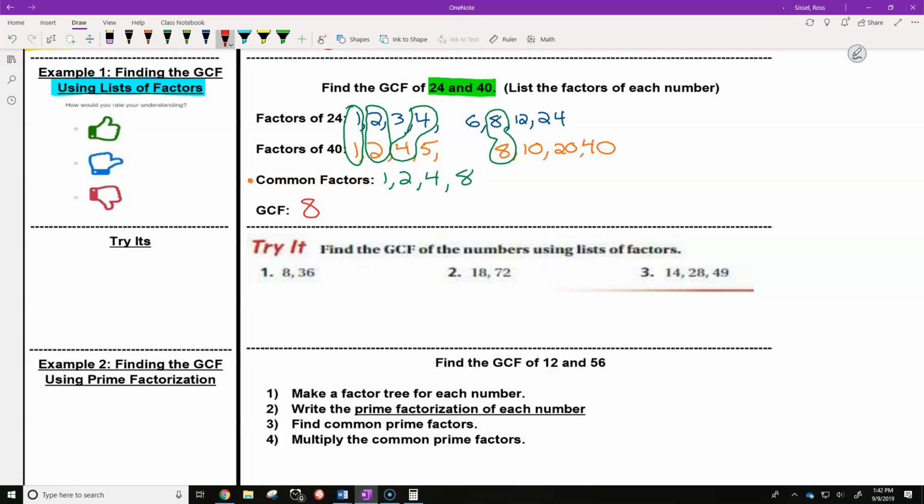This is the 4 lines you should take on your paper. 1, say factors of 24 and list them. Second line, factors of 40, list them. Third line, write CF, list them. Fourth line, GCF. What is your answer?